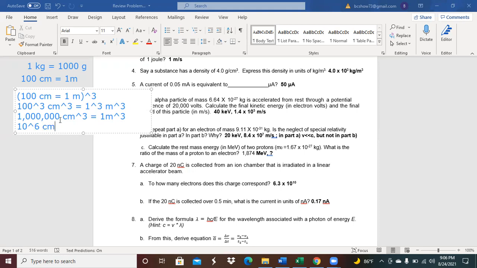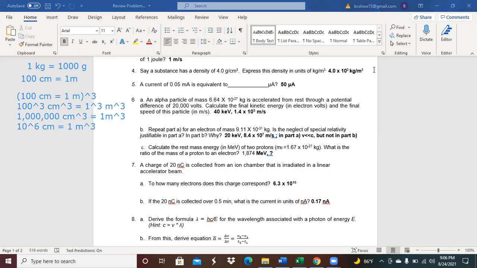Another way to write this is to multiply 10 by itself 6 times. 10 times 10 is 100. If you do it again, that's 1,000, so that's 3 tens multiplied together. 1,000 multiplied by 10 is 10,000, that's 4 tens together. Multiplied again, it's 100,000, and again, it's 1,000,000. So that's 1 meter cubed.